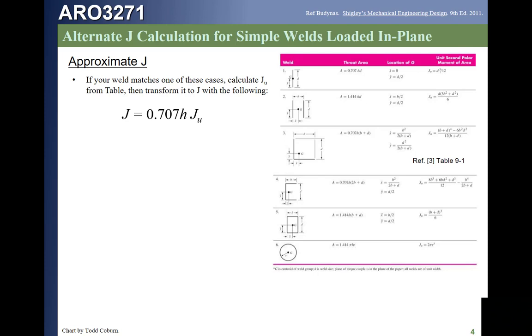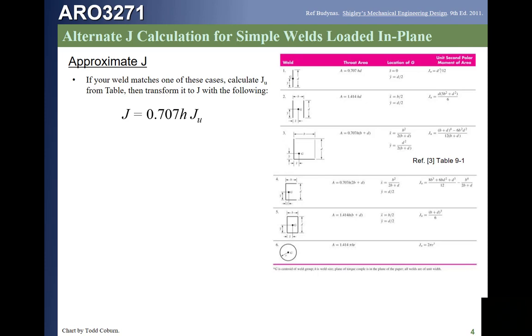For example, if we have a vertical weld, the area will be 0.707H times the length of the weld, which is called D here. The X bar is going to be at 0, the Y bar at D over 2, and J sub U is D cubed over 12, and the full J is 0.707H times J sub U. Of course, this is assuming that the vertical weld is a fillet weld. If this vertical weld were a through thickness butt weld, then instead of multiplying J sub U by 0.707H, we would multiply it by just H.